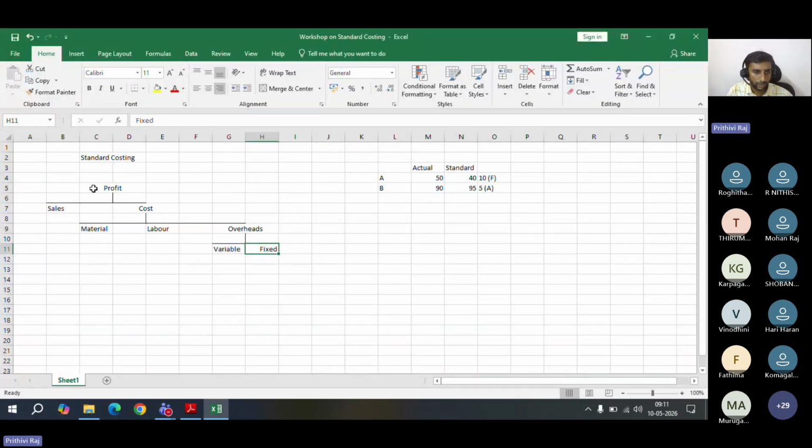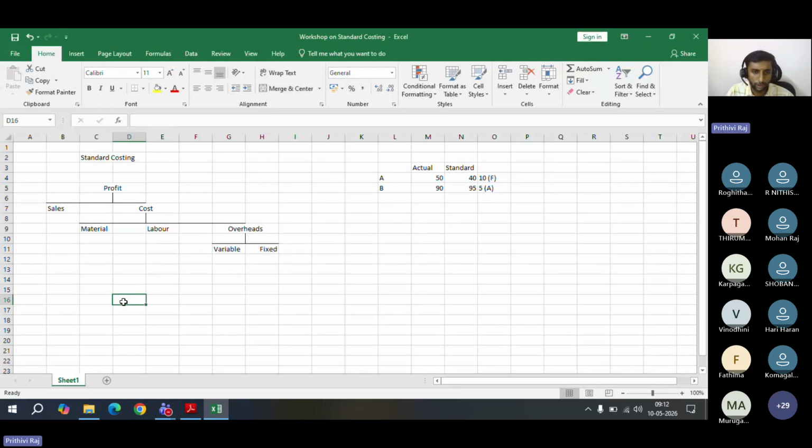So here we are going to see material cost variances, labor cost variances, variable overhead variances, fixed overhead variances, sales variances, and profit variances. The profit variance is also called the sales margin variance. So 1, 2, 3, 4, 5, 6. In this workshop, we are going to cover all the 6 topics.